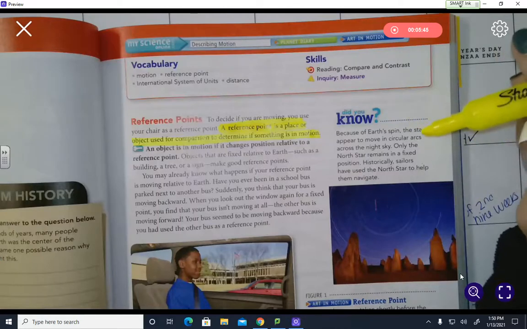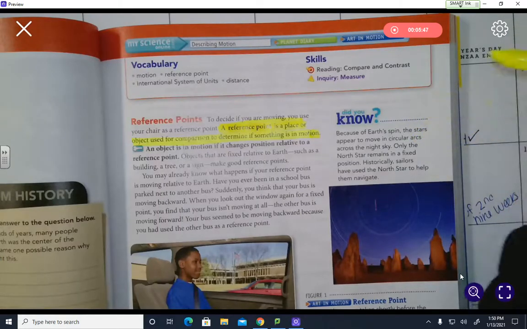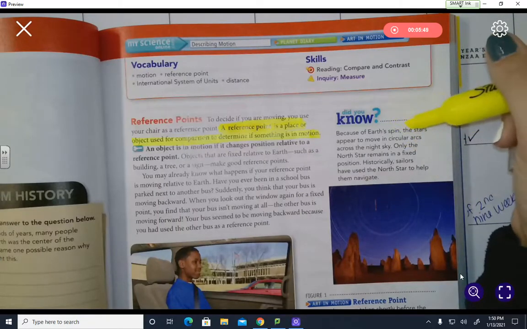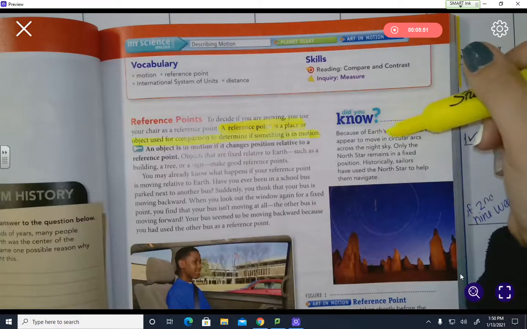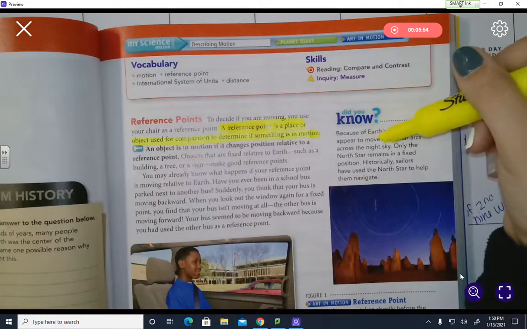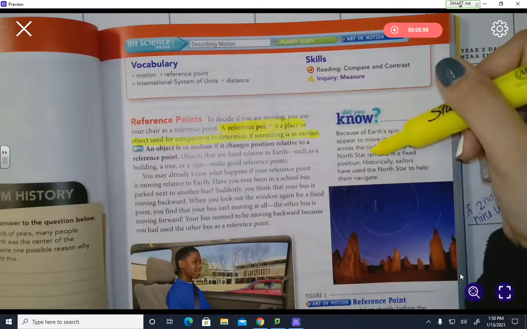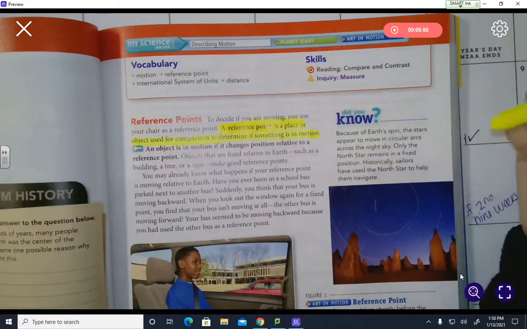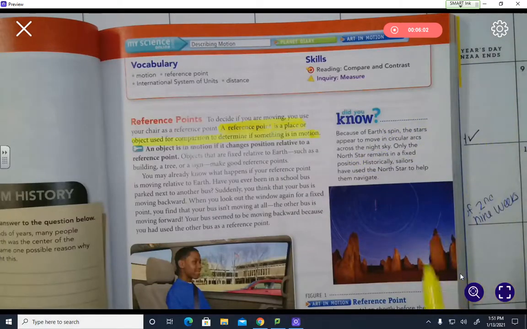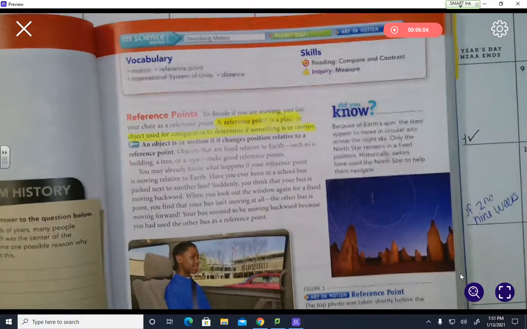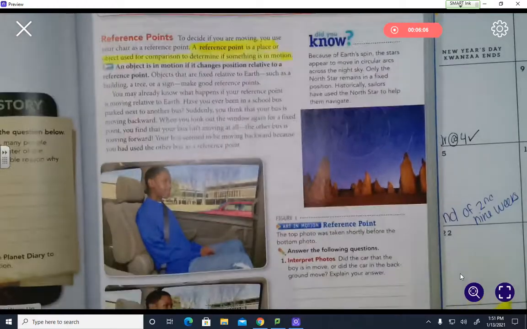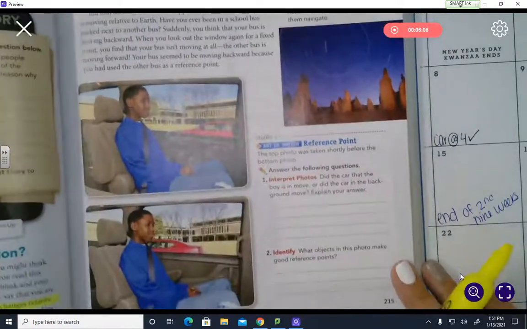Did you know? Ooh, did I scare you? Did you know? Because of Earth's spin, the stars appear to move in circular arcs across the sky. Only the North Star remains in a fixed position. Historically, sailors have used the North Star to help them navigate. Pretty cool. Did you know that? I bet you some of you knew that because you guys are all smart.